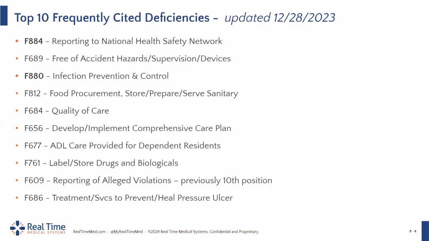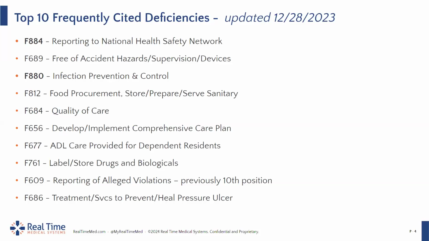It's no longer part of our state operations manual. We know that it's not going to continue to be part of the regs, but we were continuing to report to NHSN, and I believe we're still doing that till the end of this year. So we still have 884 to worry about. It's still going to be a factor that our surveyors were looking at. And it is still the number one deficient area.